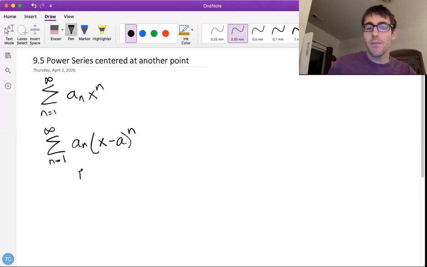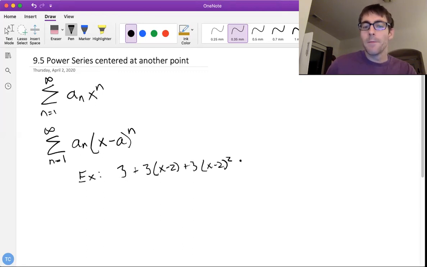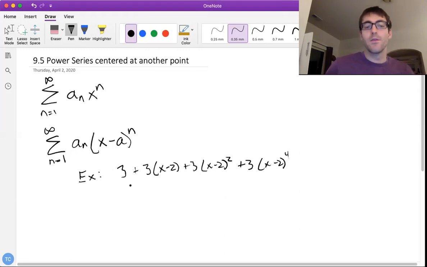So an example of something of this format would be the series, let's say, so I usually use 1 plus x squared. This would be something like 3 plus 3 times (x minus 2) plus 3 times (x minus 2) squared plus 3 times (x minus 2) to the fourth, etc. So this is the series corresponding to the sequence a_n always equals 3.